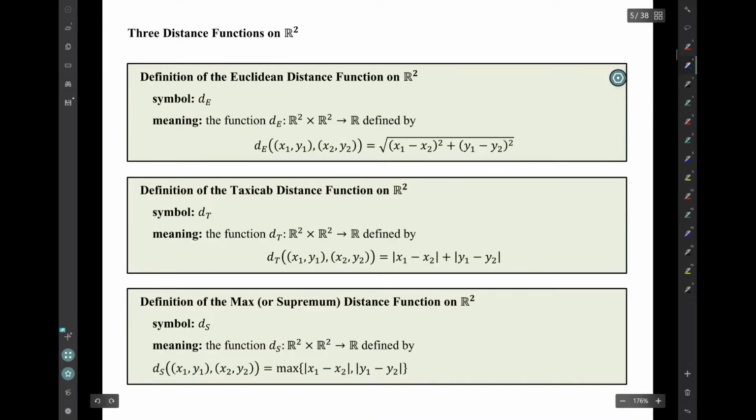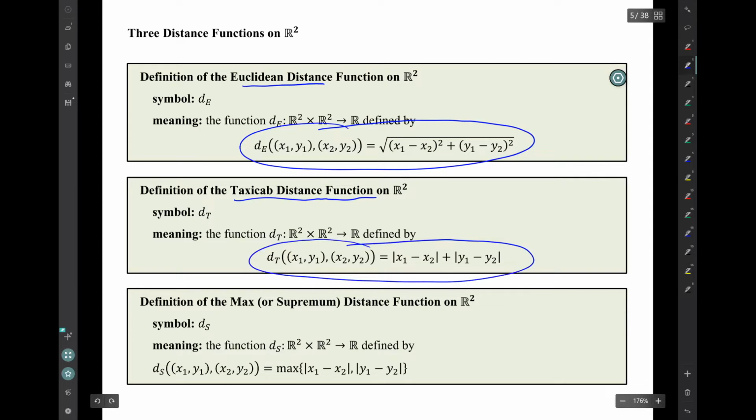Then I introduced 3 distance functions on R2. The Euclidean distance function with the familiar Euclidean distance formula, the Taxicab distance function with this distance formula, and the max or supremum distance function with this distance formula.